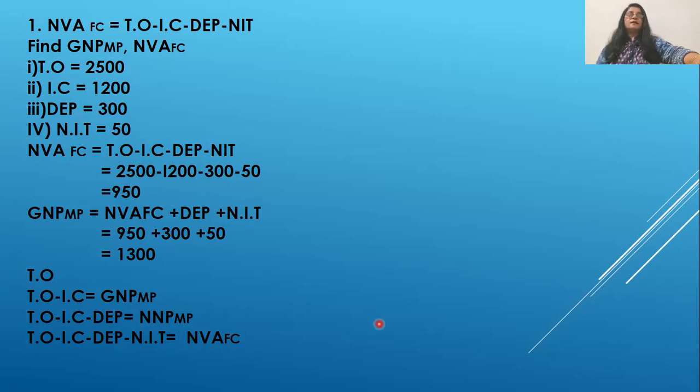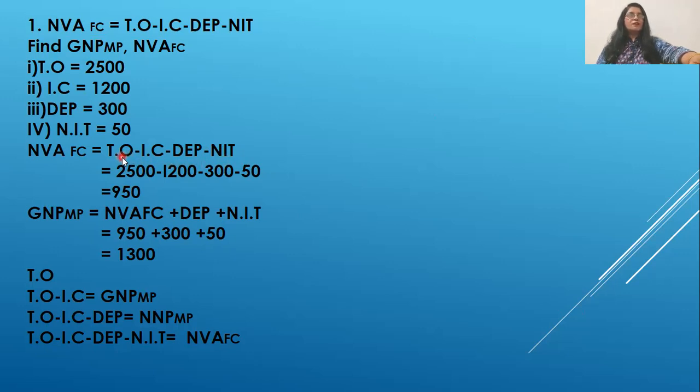So see, the question is given, find GNPMP, gross national product at market price, and NVAFC, net value added at factor cost. So the values given are total output is equal to 2500. I have not written rupees because I don't want to go into formalities now. I just want to explain to you the real thing. Total output is equal to 2500, intermediate consumption is equal to 1200, depreciation is equal to 300, net indirect taxes is equal to 50. Now you can see that for finding NVAFC, we have the formula at one glance: total output minus intermediate consumption minus depreciation minus net indirect taxes.